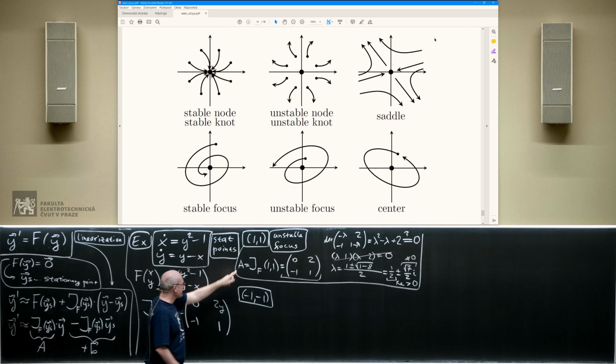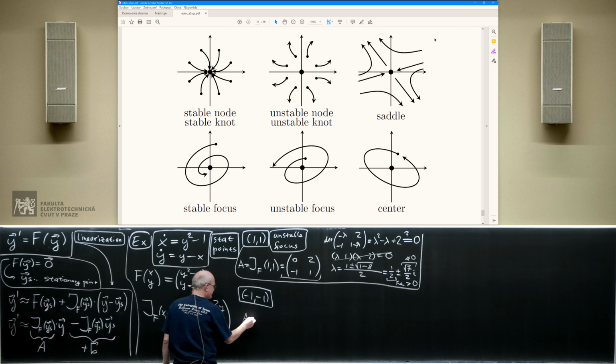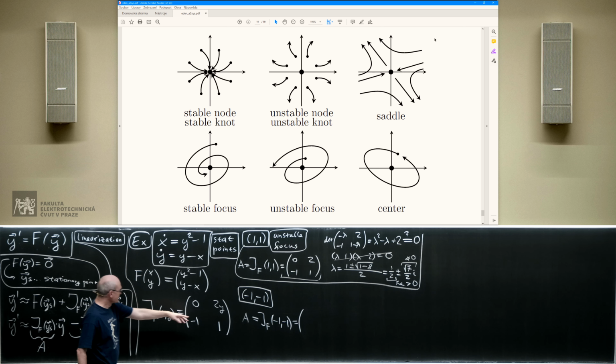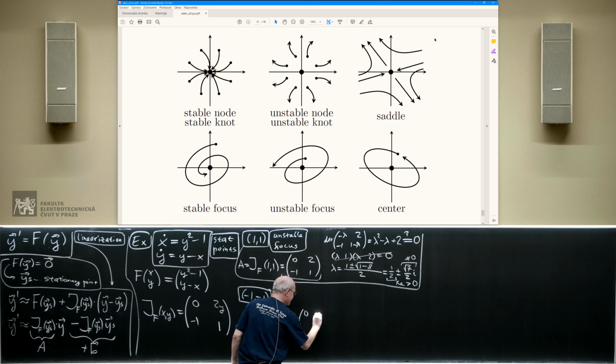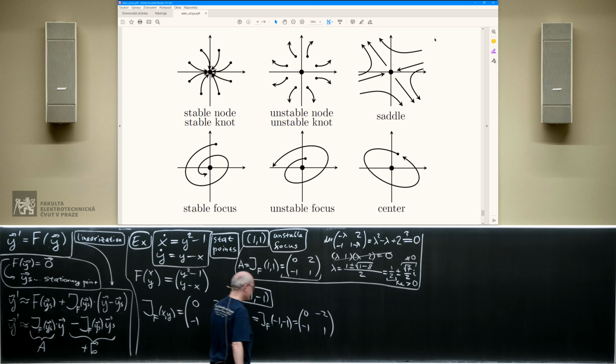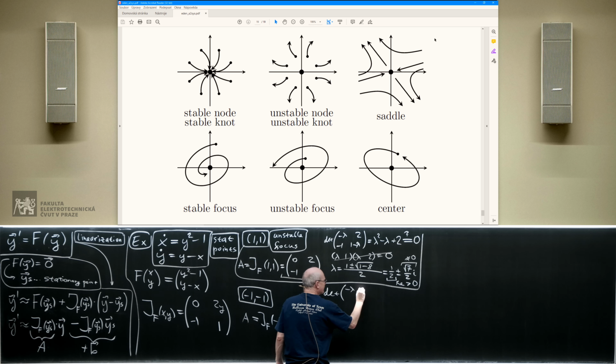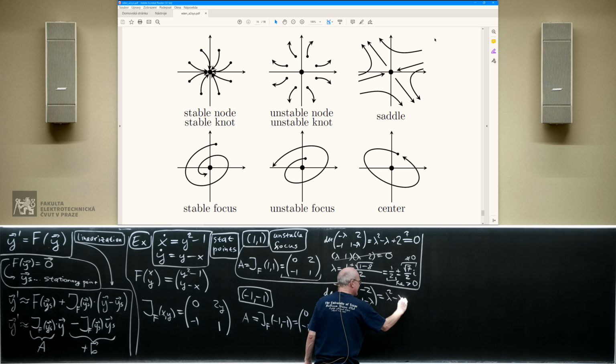So our matrix A for the linearization is the Jacobi matrix with -1, -1 as the center. I substitute, and I get -1 here. So it's 0, -2, -1, 1. That's my Jacobi matrix. Let's find the eigenvalues. The determinant of minus lambda, -2, -1, 1 minus lambda is lambda squared minus lambda minus 2.